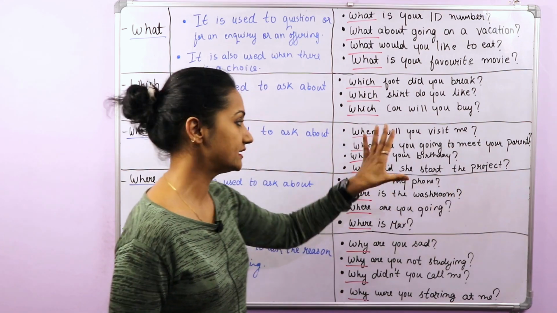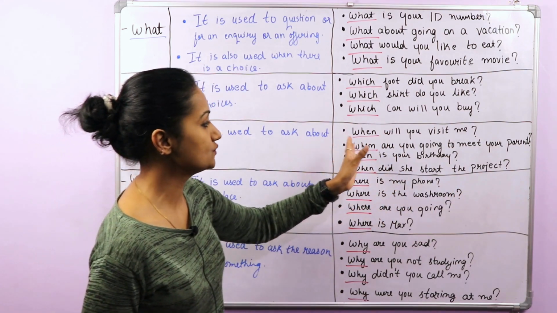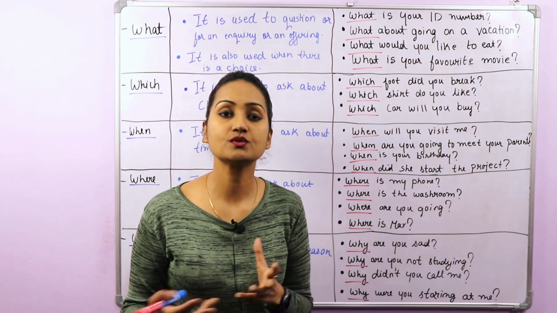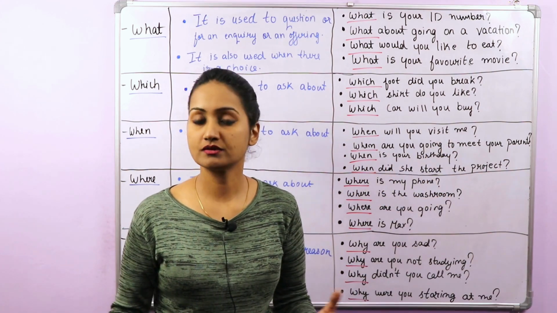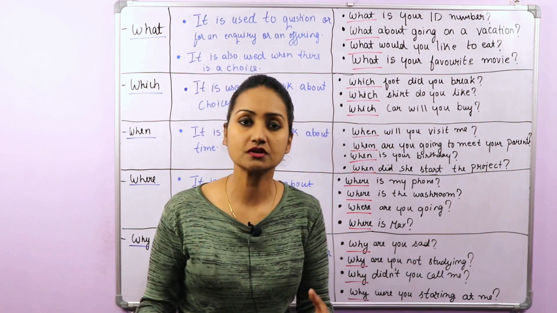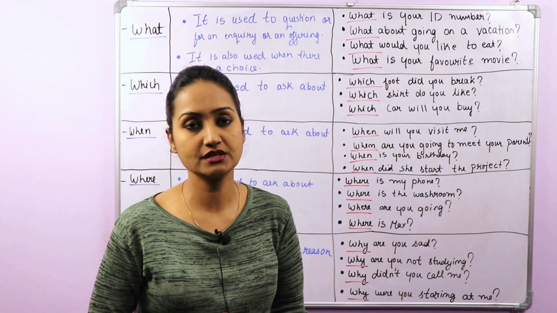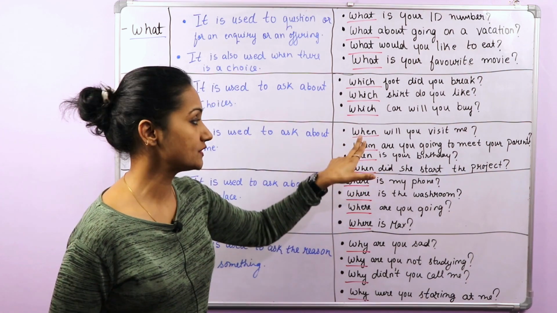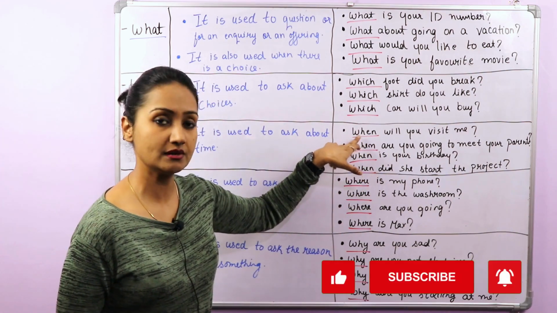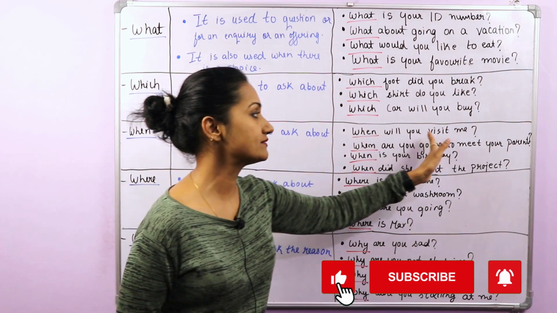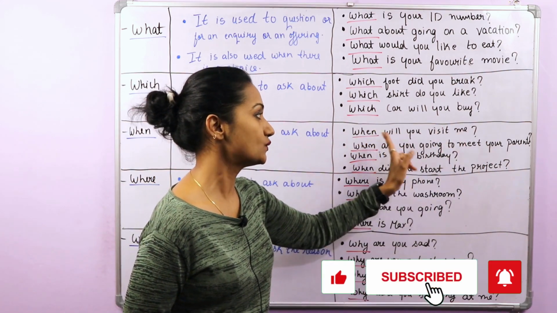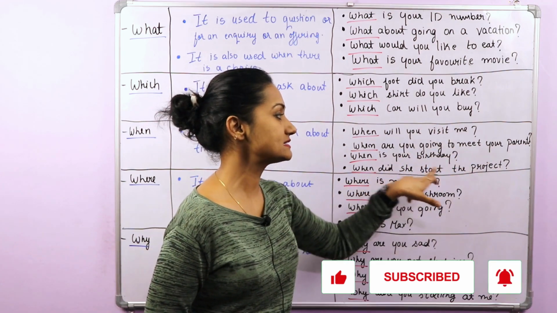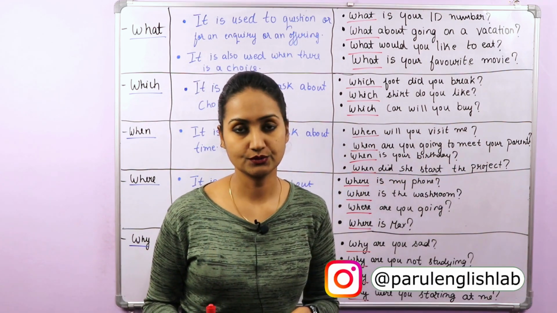Here you can see that I have used when with different tenses. You can use WH words with any tense, present, past, future, continuous, any form of tense. So the rule is the same. First your question word or WH word, and then you have an interrogative sentence like will you visit me, are you going to meet your parents, did she start the project, like this.